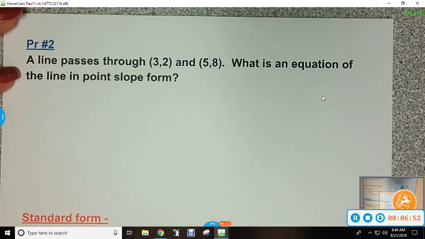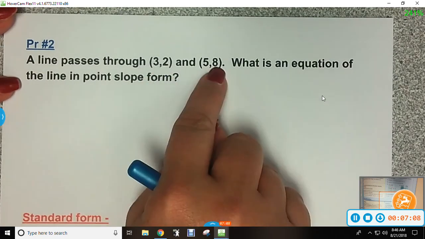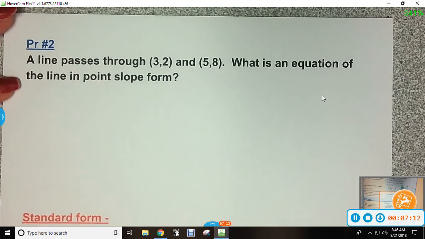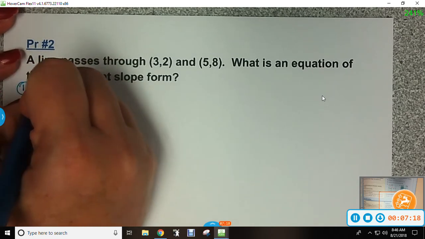Let's do problem 2. It says that a line passes through (3, 2) and (5, 8). What is an equation of the line in point-slope form? Well, first thing I need is a point on the line. Well, I've actually got 2 of them. And I need to know the slope. Well, I don't know the slope, but we can find the slope. So step 1, we're going to find the slope.